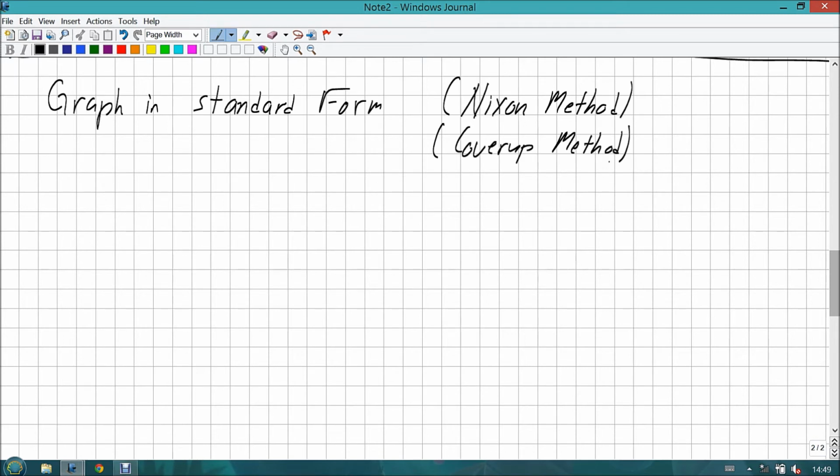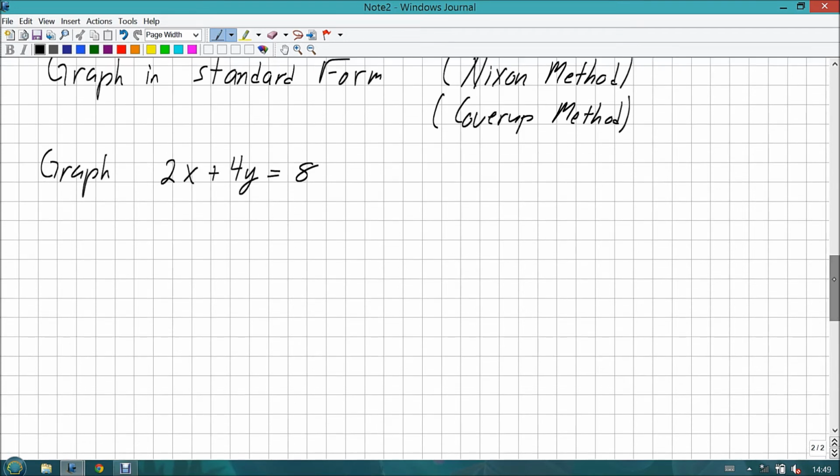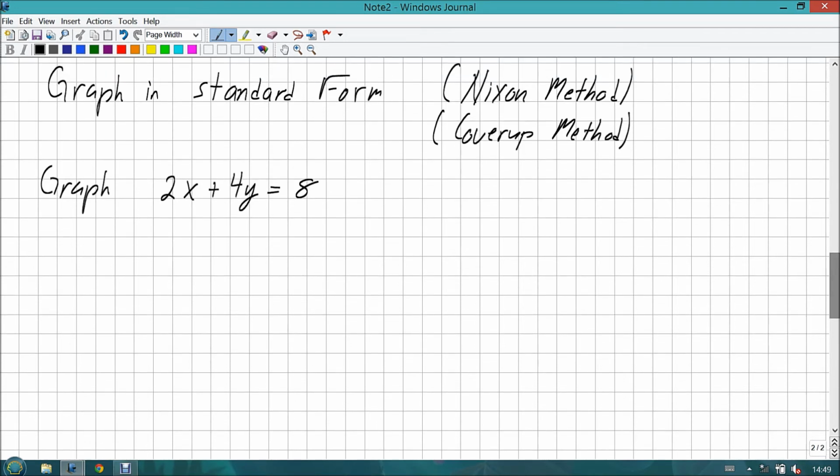So for the Nixon method, let's say that we are told to graph f of x, oh sorry, I can't use that method. Graph 2x plus 4y is equal to 8. Now to graph this guy, we start with the Nixon method, which is to cover up. Basically what we're going to do is find the x and y intercepts and then draw a line between them.